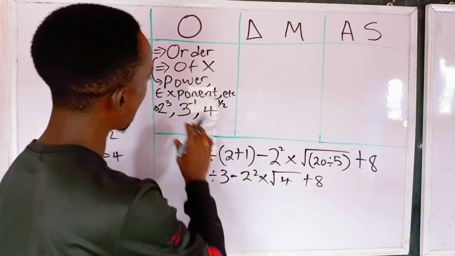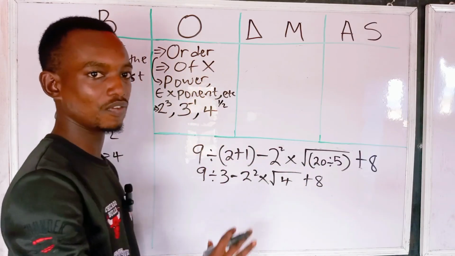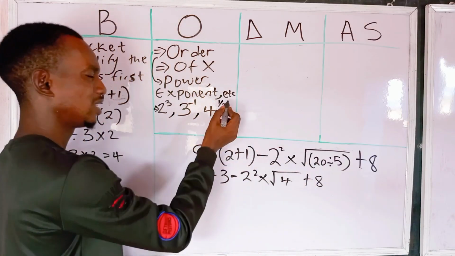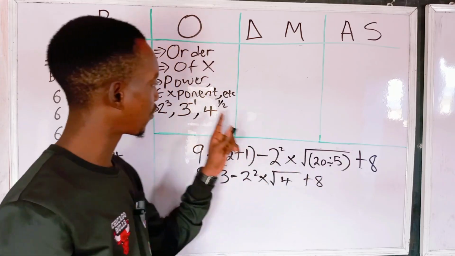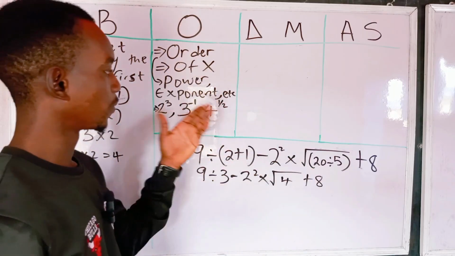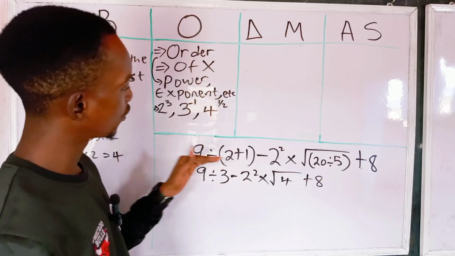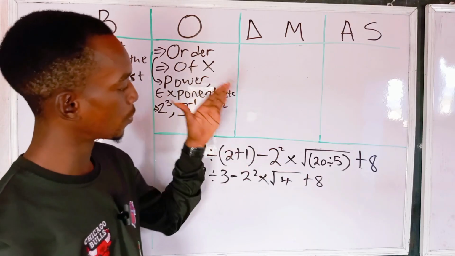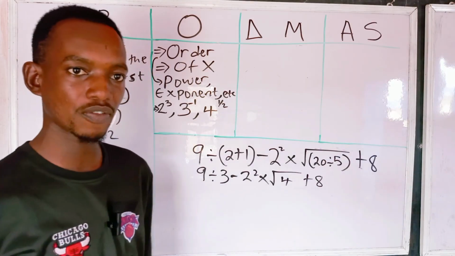No matter how the power appears in an expression, we do them next after simplifying the bracket. Now, this fractional power means roots. Don't forget our law of indices. When you have a fractional power, it means roots. So from this, it means that we do the power and the roots. Root is also a power, a fractional power. So when you have squares, cubes, raised to the power 4, and you also have roots in your question, you do them next after the bracket.